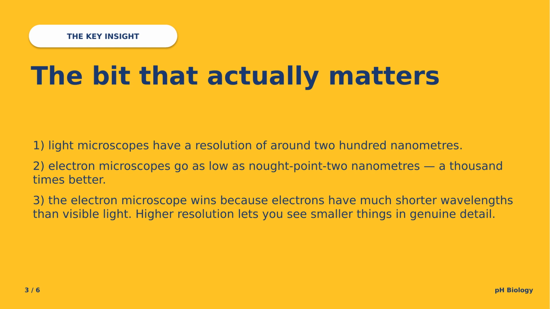3 things. 1. Light microscopes have a resolution of around 200 nanometers. 2. Electron microscopes go as low as 0.2 nanometers, 1,000 times better. And 3. The electron microscope wins because electrons have much shorter wavelengths than visible light. Higher resolution lets you see smaller things in genuine detail.